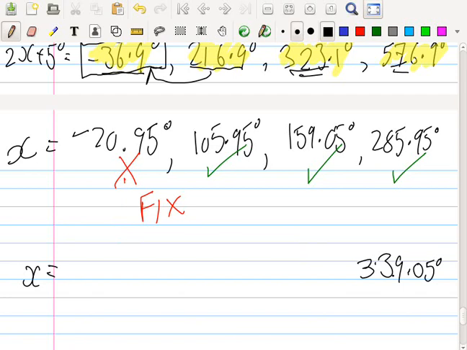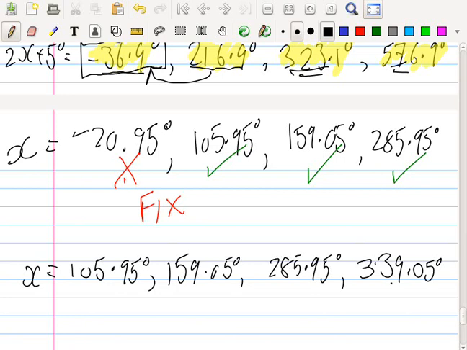I wrote it at the back because I want to write them in order. So the smallest answer is 105.95. What's next? 159.05. Next? 285.95. And then finally is that answer, which was me fixing the first answer here. The way I got this was taking this broken answer and adding 360 to it.